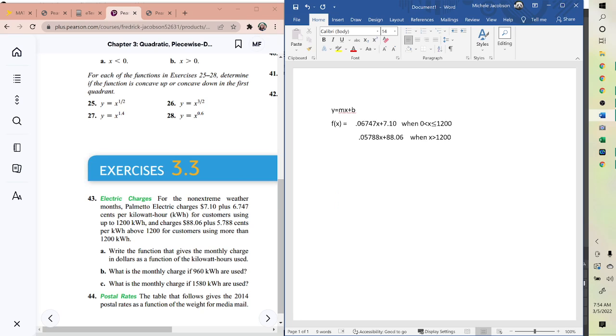So you want to think of a linear equation, slope, y-intercept. Some of them don't have a y-intercept, they just have the slope. So b would be 0.